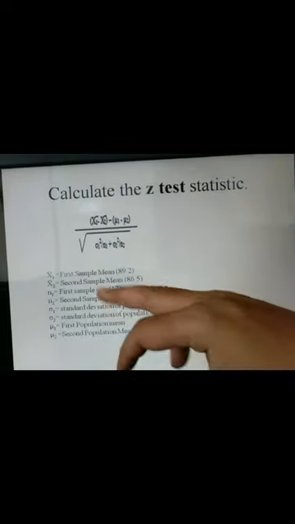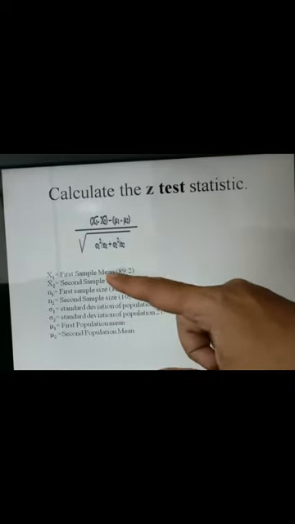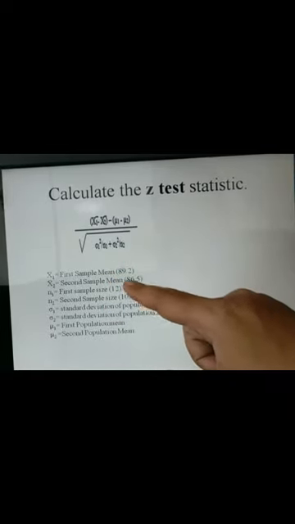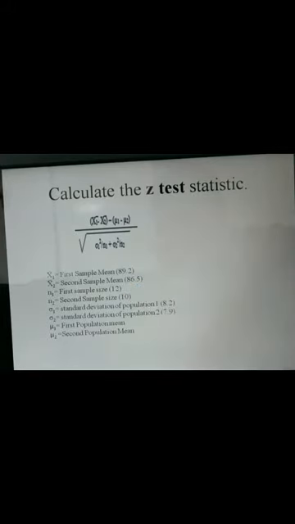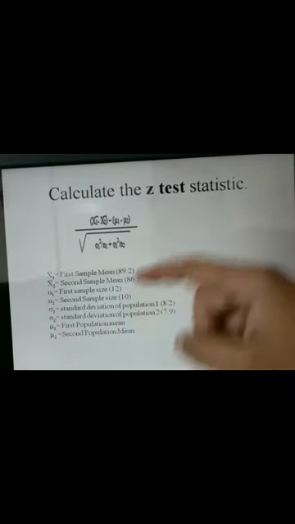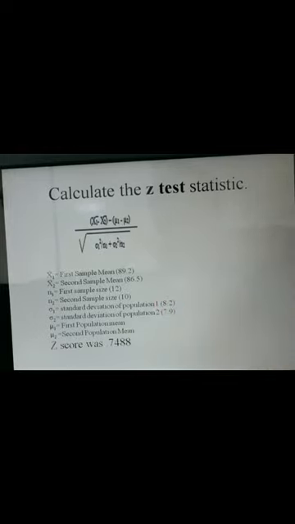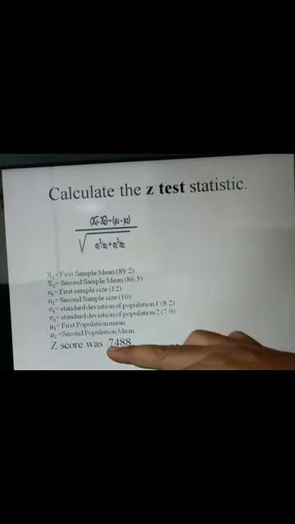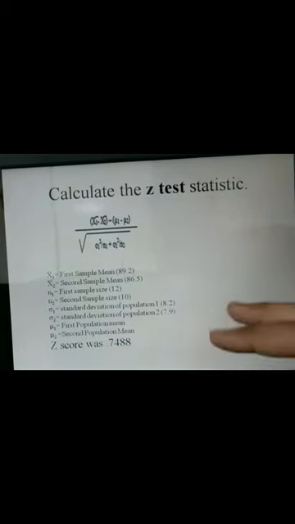As we know the sigma, that's why we are conducting the z test. So x bar 1, the first sample mean, is 89.2. The second sample mean is 86.5. The first sample size was 12 and the second sample size was 10. Sigma is the standard deviation of the first population and of the second population, and mu 1 and mu 2 are the first and second population means. With the help of this formula, we have calculated our z score, which is 0.7488. So that's our z score.